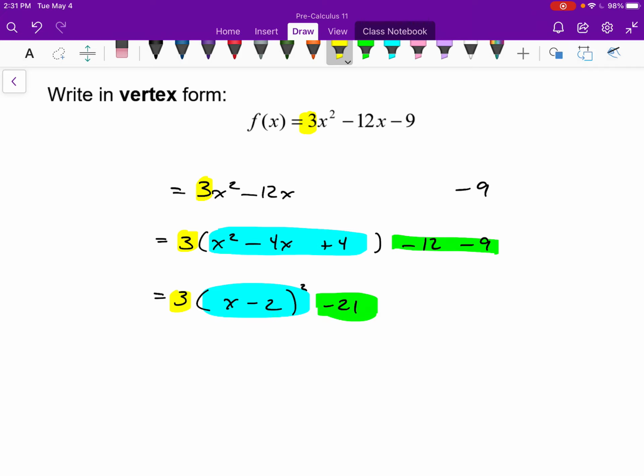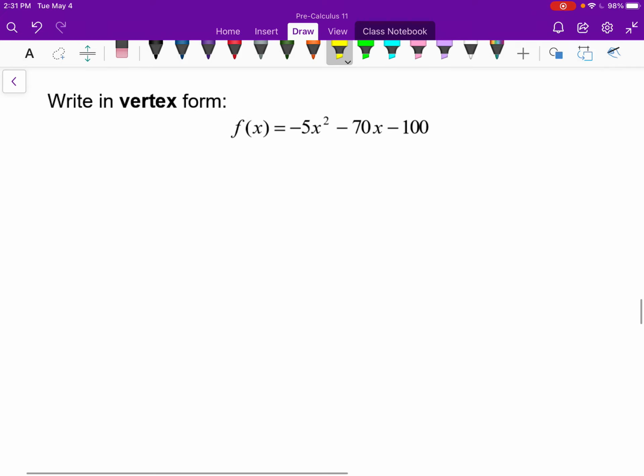Okay, so let's look at this. Let's write this in vertex form. Same idea as before, but now we have a negative in the front, so we just got to be a little bit more careful. So again, I'm going to factor out the negative 5, my a value, from just the first two terms. So I have x squared plus 14x. And I'm going to give myself some space and the minus 100 off to the side.